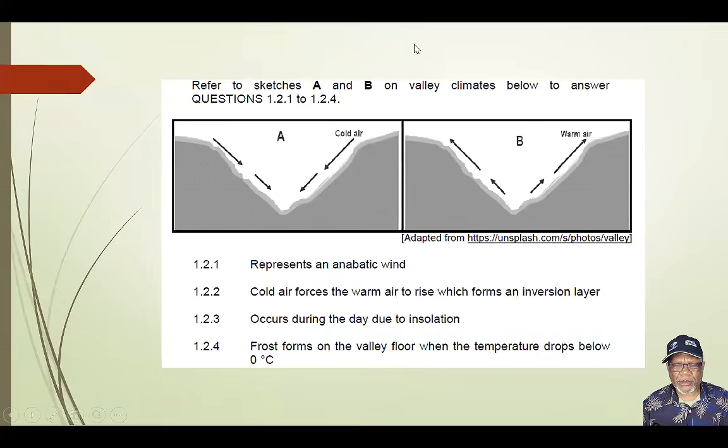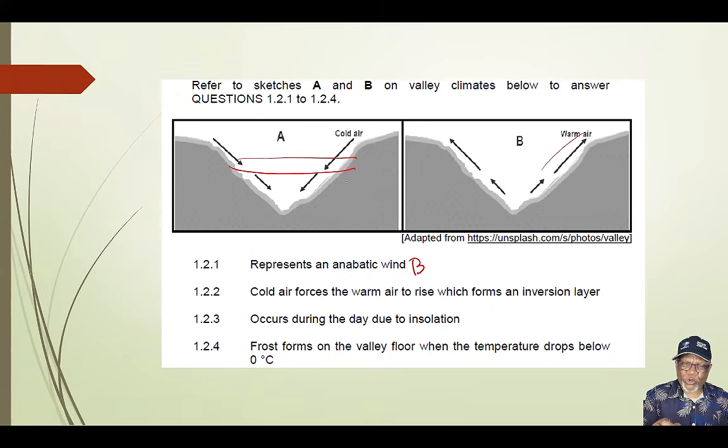Okay, now let's move on. Here's another activity, still in the valley. It says which one represents an anabatic wind? Which is B. This is your anabatic wind. The upslope movement, or when the air moves upslope like that, it is anabatic wind. Cold air forces the warm air to rise, which forms an inversion layer.